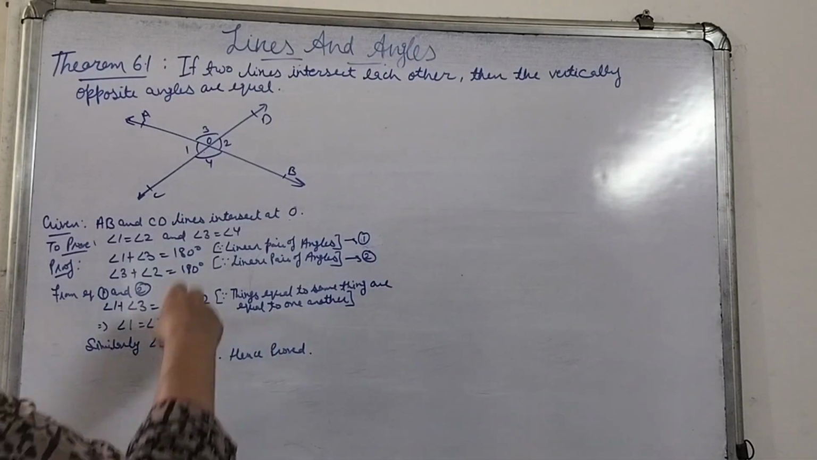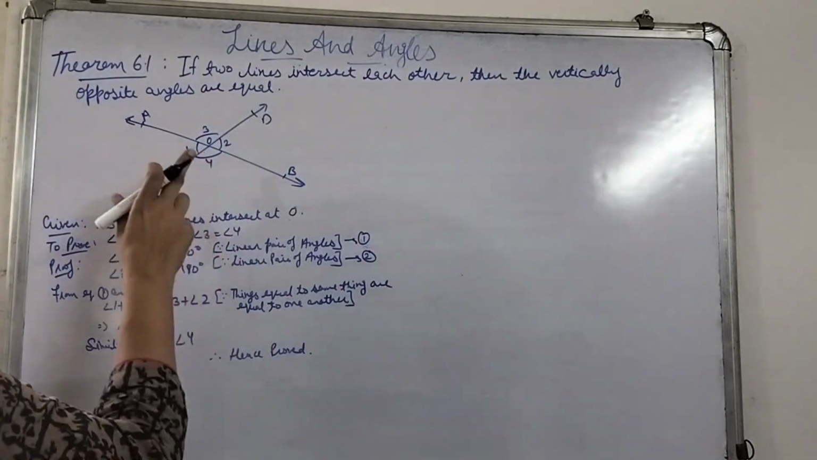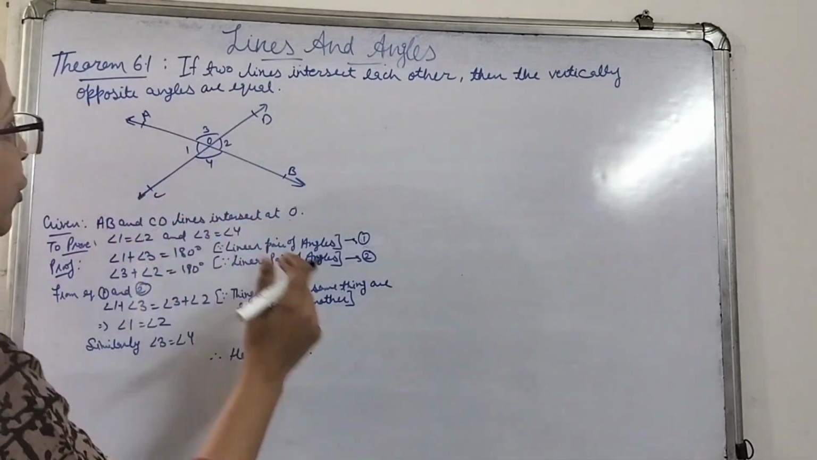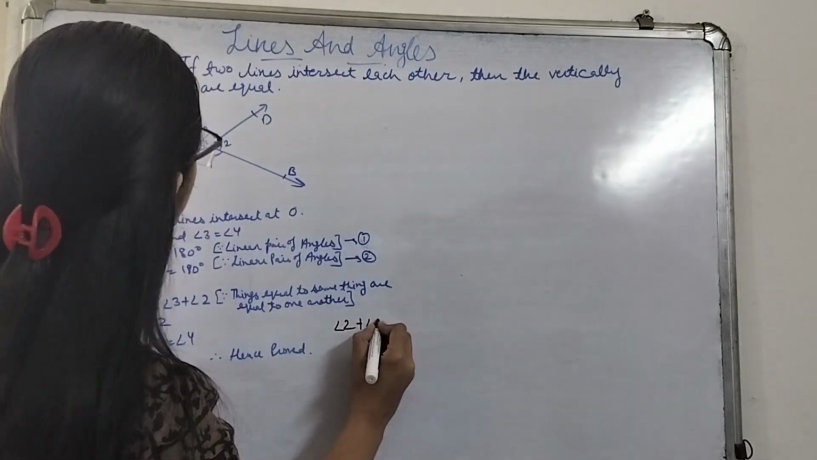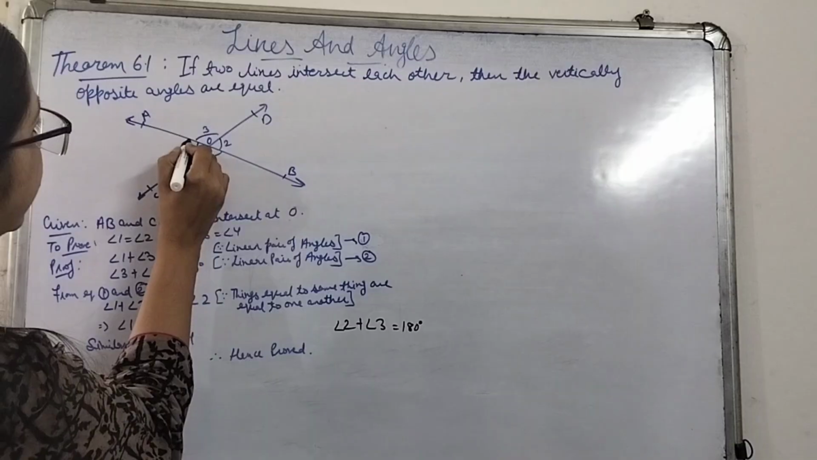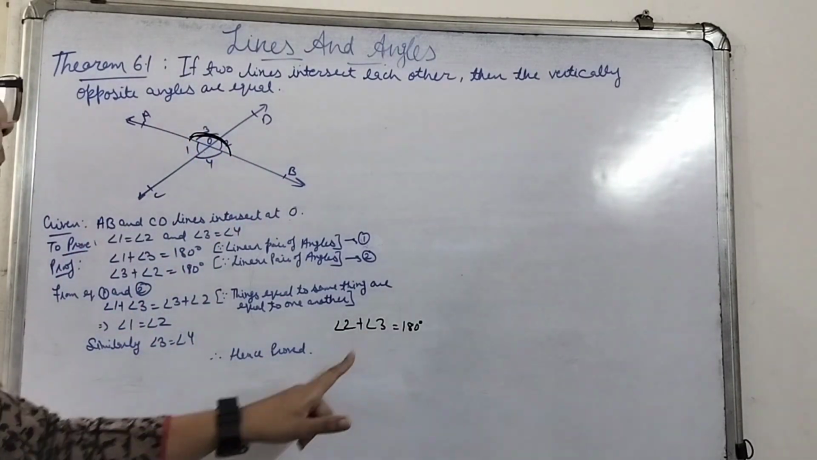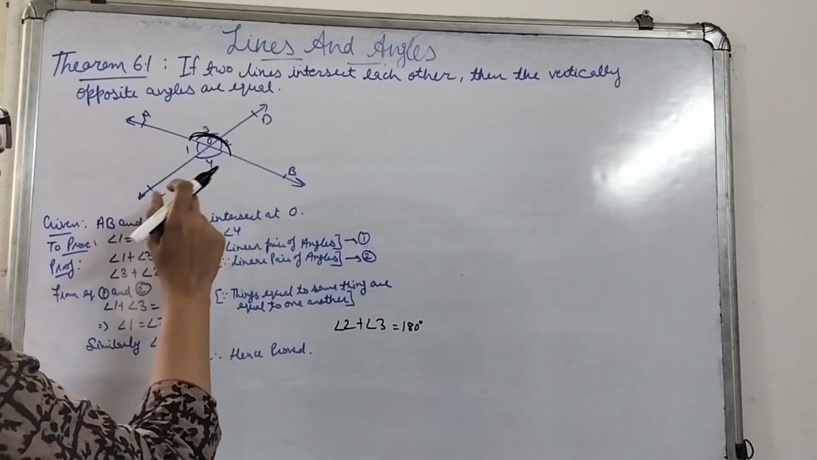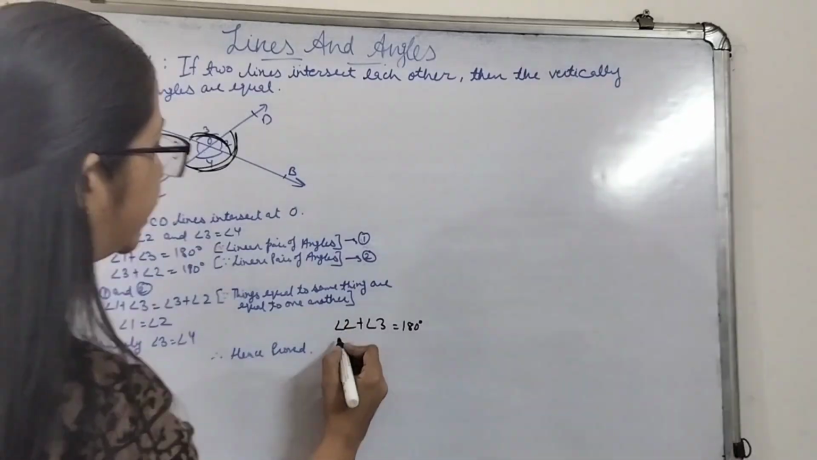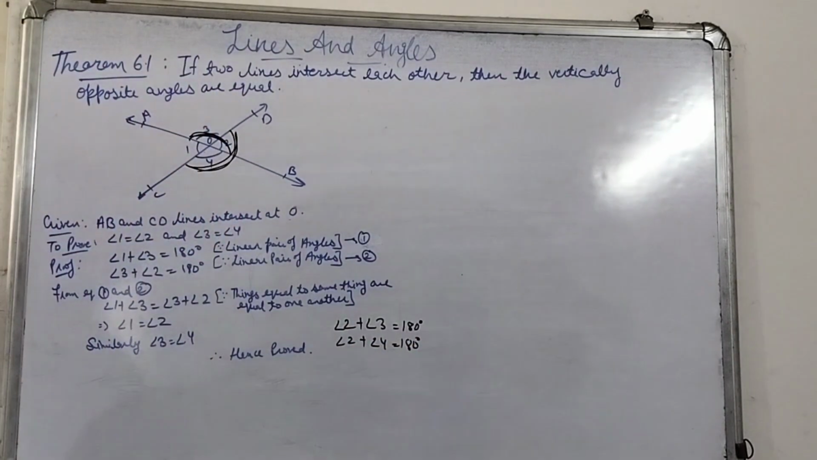Similarly, we can prove that angle 3 is also equivalent to angle 4. How can we prove it? Now see, if we consider the line AB, then angle 2 plus angle 3 will be 180 degrees, because it is a linear pair of angles. This line AB we are considering, so this angle will be 180 degrees. So angle 2 plus angle 3 will be 180 degrees. Now we are considering CD as the line. Then in that case, this angle will be 180 degrees because it is a line. So angle 2 plus angle 4 will be 180 degrees because they are a linear pair of angles.